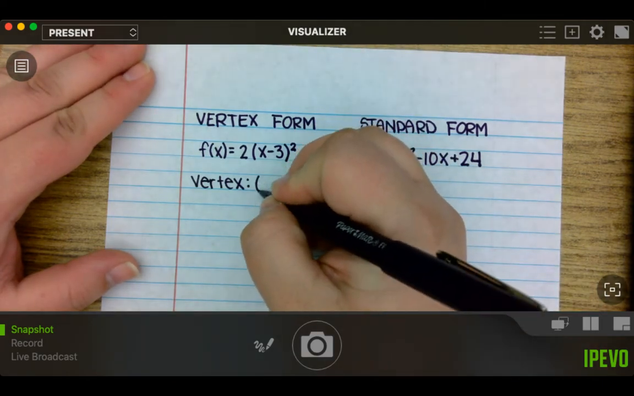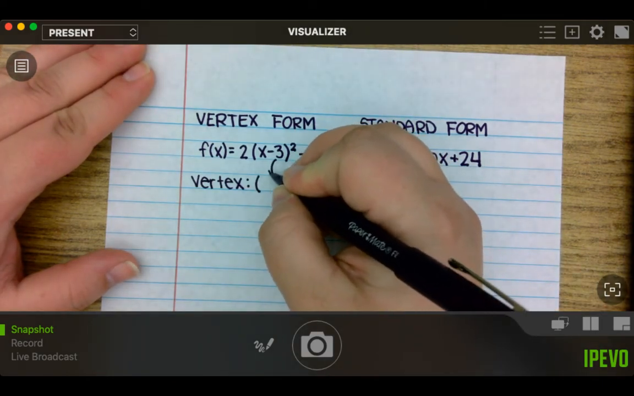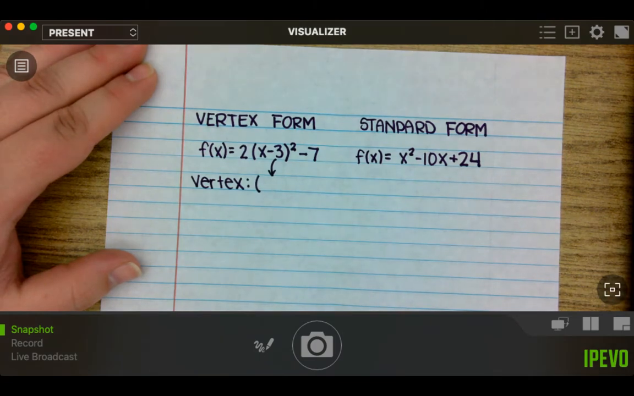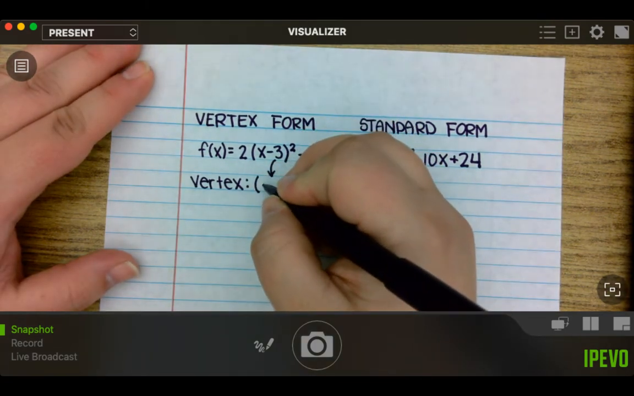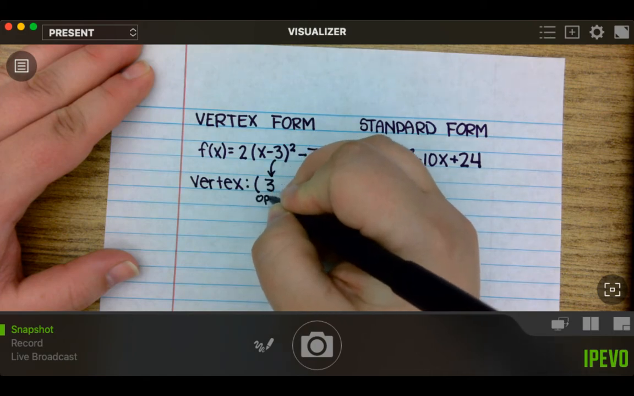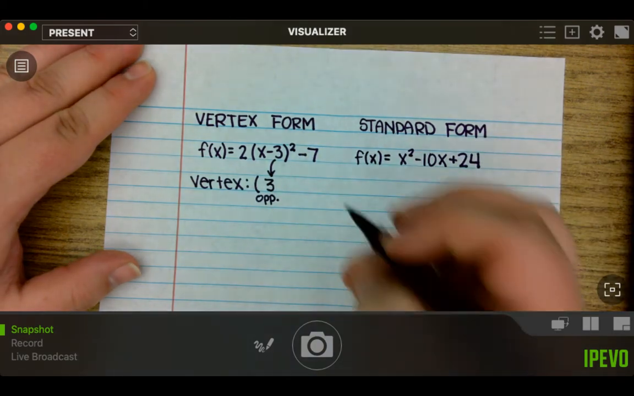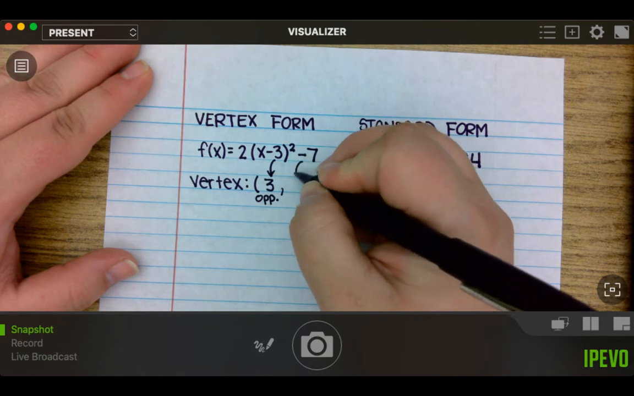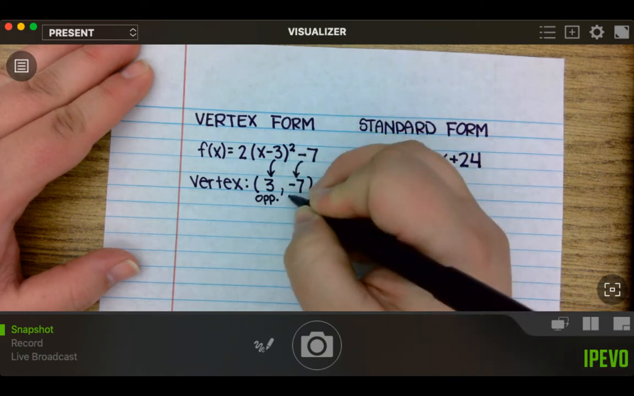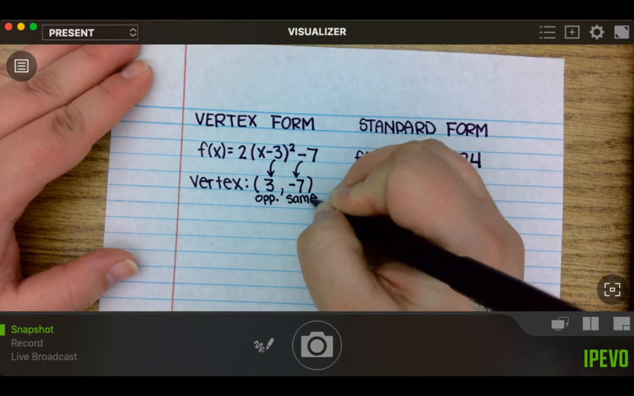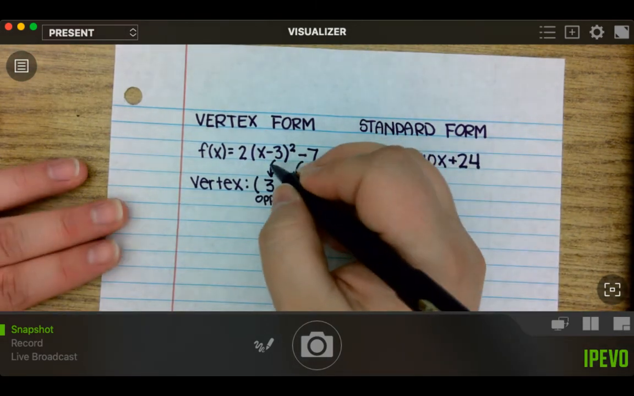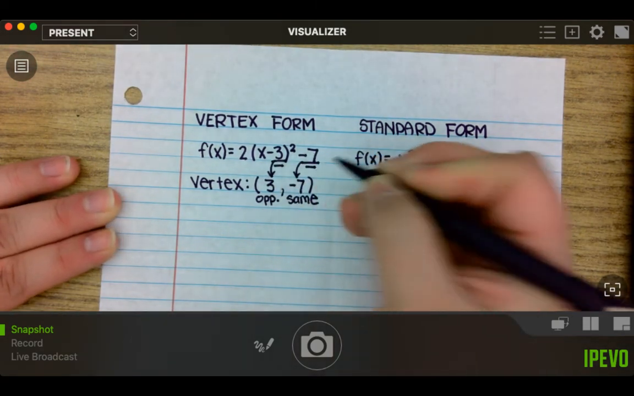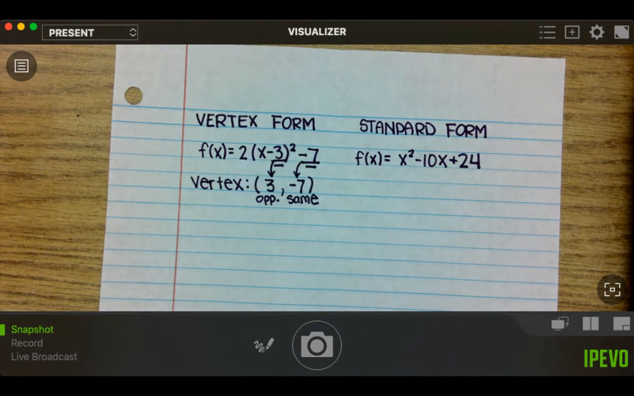So the vertex is going to be this number, but whenever you take a number out of parentheses, you always have to make it the opposite. And then comma this number. But that number gets to stay the same. So it's just really these two numbers, but the first one that comes out of the parentheses has to change signs. In general, whenever we take things out of parentheses to solve for them like this, we end up having to switch the signs.